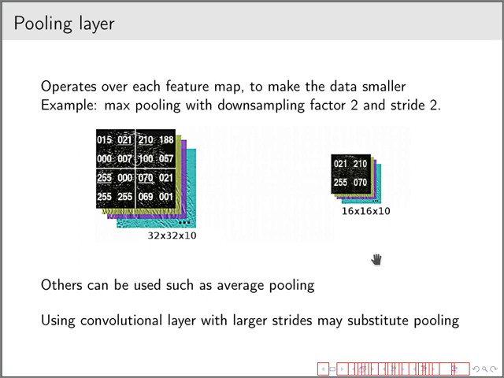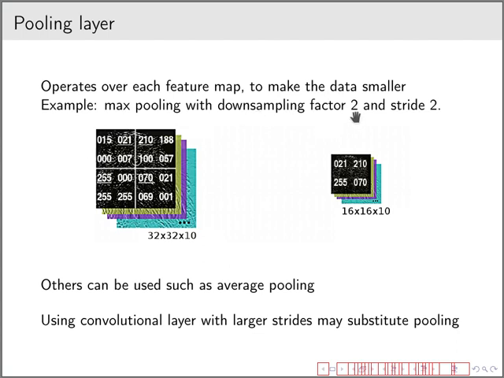Last one that I'm going to mention in this video is the pooling layer. The pooling layer operates over the feature map, so it is usually applied over the output of a convolutional layer. The intention here is to make the data smaller in width and height. For example, max pooling is basically a technique for subsampling using the maximum value of the pixel in a region.